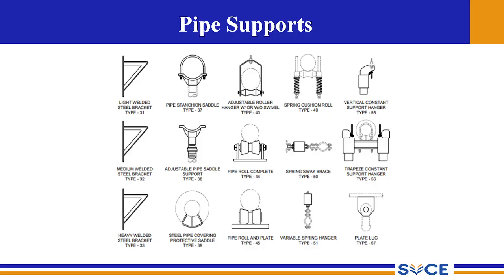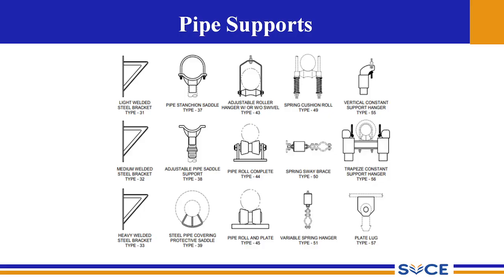Then type 33 is a heavy welded steel bracket. It is also used for supporting loads up to 13,000 Newton, and the load may be applied anywhere along the pipeline. This device is bolted to a wall, and same as that of the type 32, it can be installed with a brace above, below or on either side of the main pipeline.